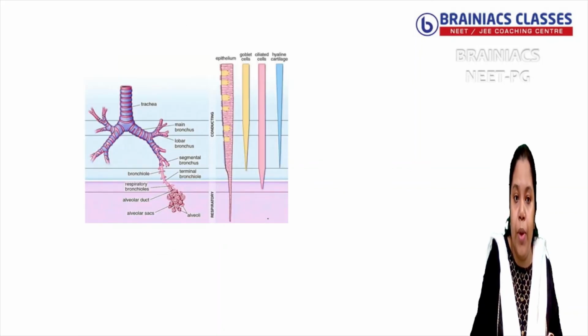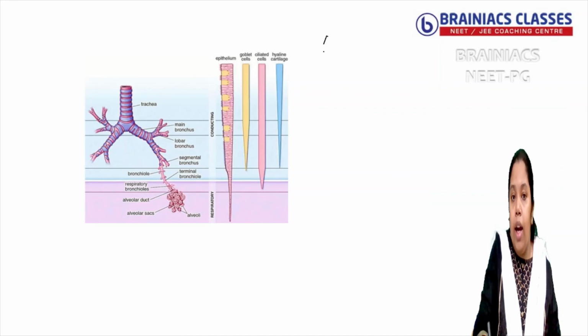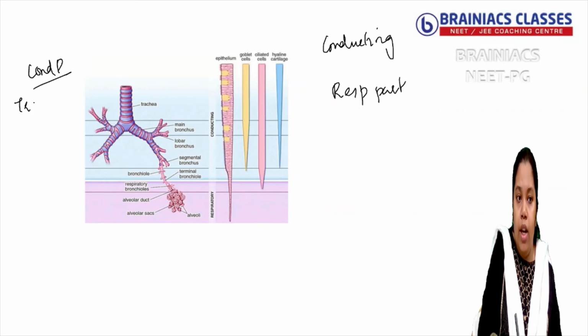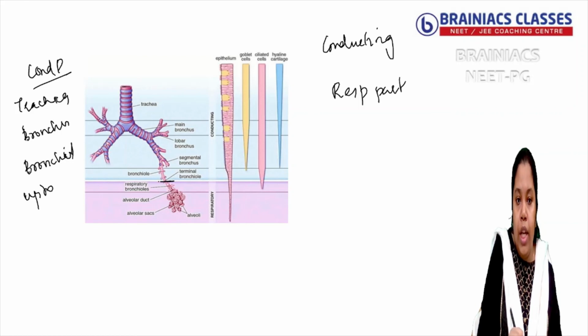So if you take the respiratory system, it has a conducting part and a respiratory part. What are the structures included in the conducting part? The conducting part includes the trachea, the bronchus, the bronchioles, up to the terminal bronchioles. The blue shade gives you the conducting part.